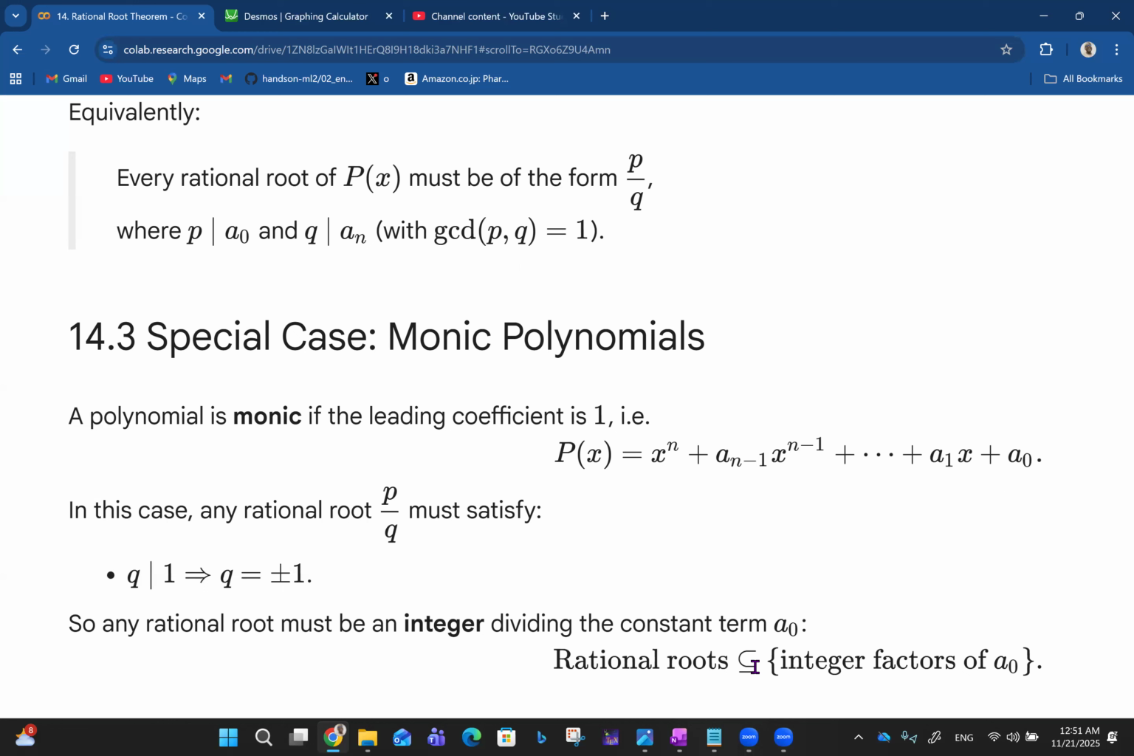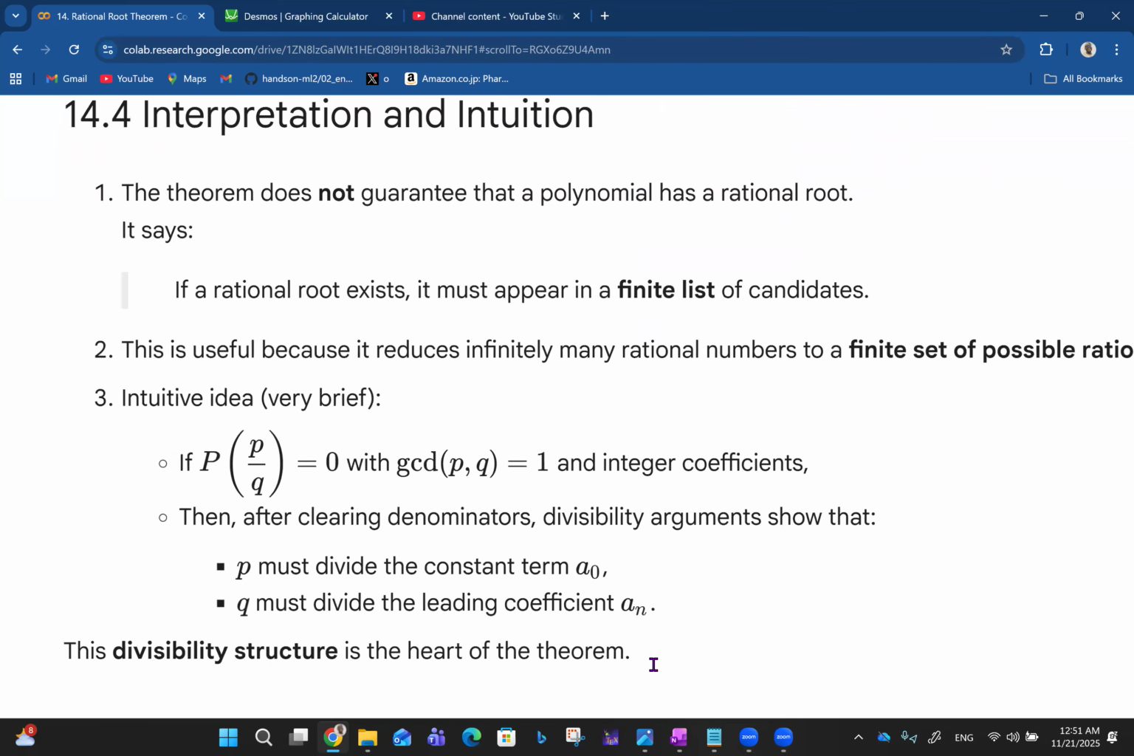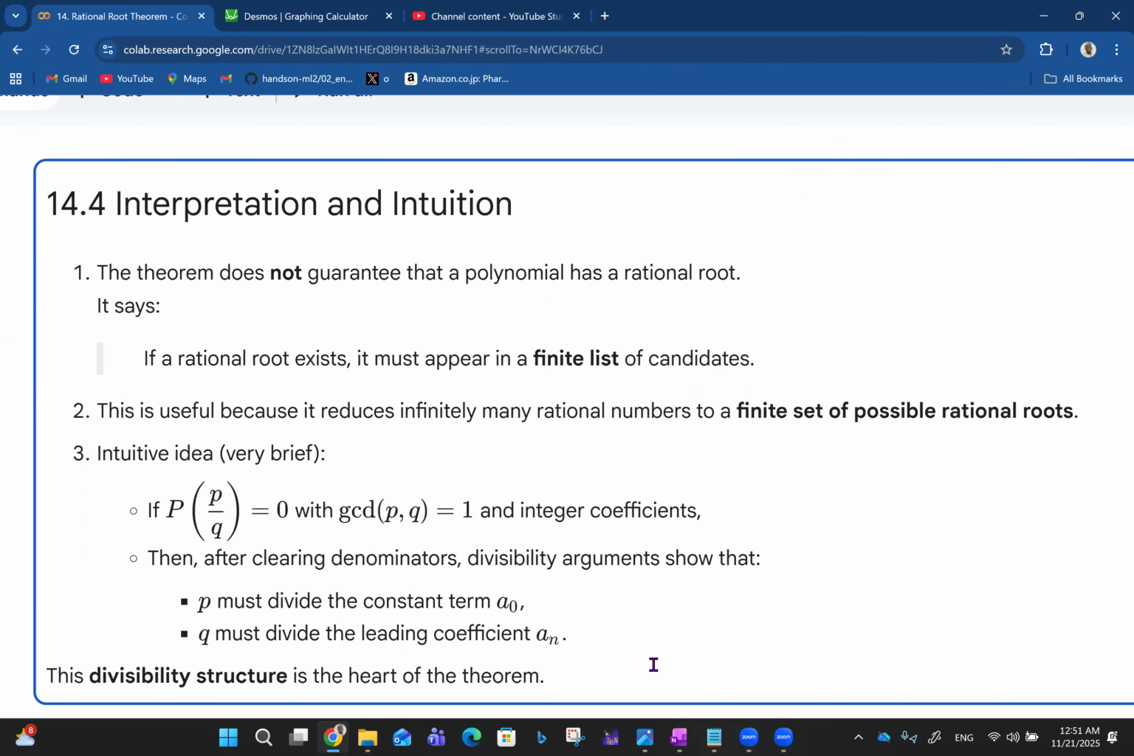So rational roots are a subset of integer factors of a naught. That's what we are saying. So once you have a naught, whatever the integer factors are, those are the possible roots you can have for the polynomial. You'll get to understand by the time we take examples. In fact, I've done such examples in the past. This is just like giving some mathematical rigor, mathematical structure, to all I've been doing.